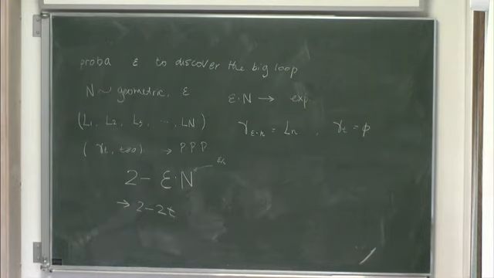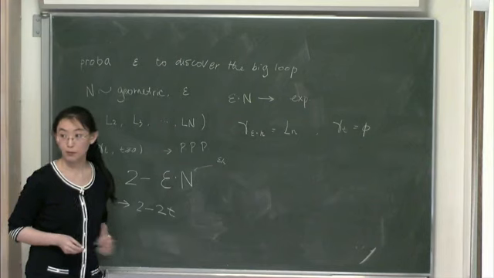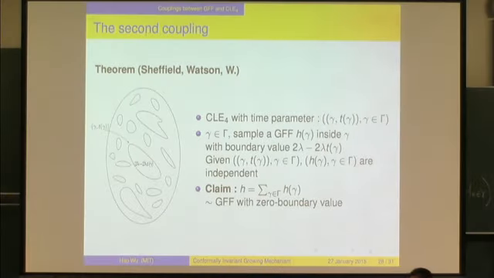And if you still remember how we explored the CLE4 loops in the discrete exploration, you can see that as epsilon goes to 0, this t exactly corresponds to the time parameter we defined for the CLE4 loop. So this is the idea of the proof. So this is the second coupling. In the second coupling, inside each loop, the field has a mean height 2 minus 2t. And this t is exactly the same as the time parameter we defined for the CLE4.